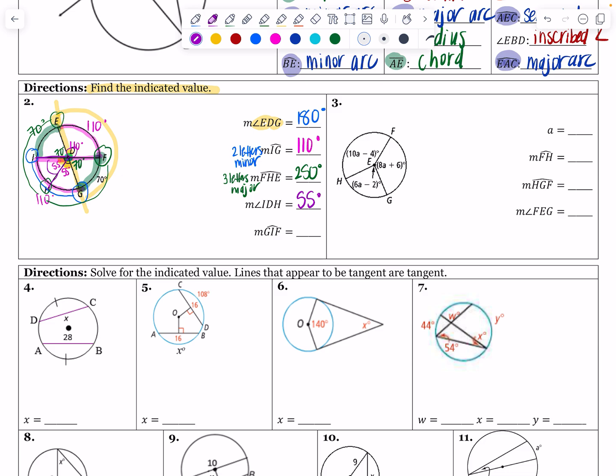And then how do I find arc GIF? That's three letters, so it should be 180 or more. G through I before it gets to F. So starting at G, going through I, before it goes all the way around and stops at F, that's major. That's going to be all of the circle except for the 70. So I'm going to do 360 minus 70. So 360 minus 70 is going to leave me 290 degrees for that arc, and that is a major arc.